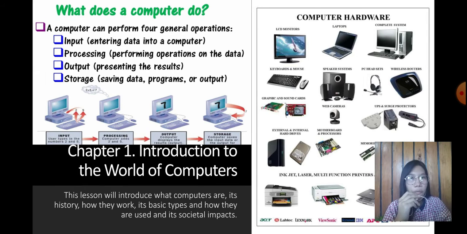A computer can perform four general operations. Number 1, input, entering data into a computer. Number 2, processing, performing operations on the data. Number 3, output, presenting the result. Number 4, storage, saving data, programs, or output.